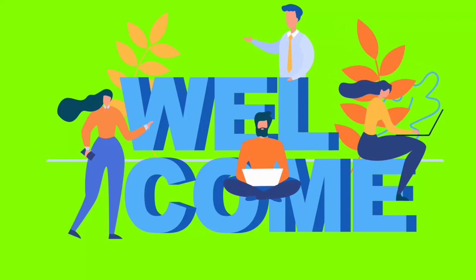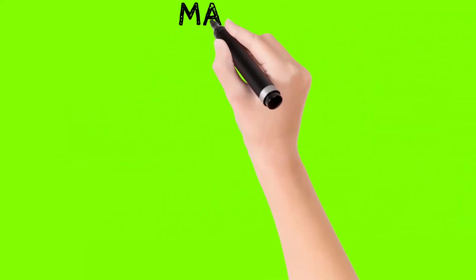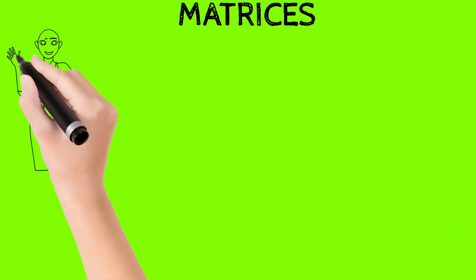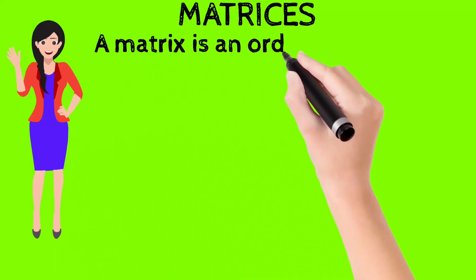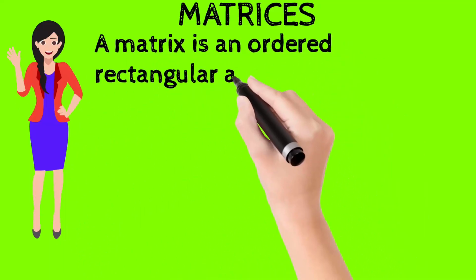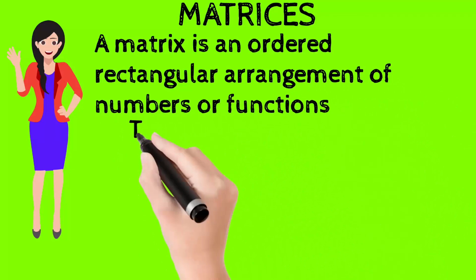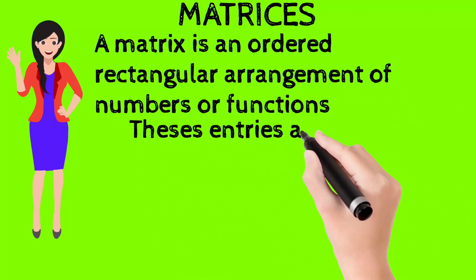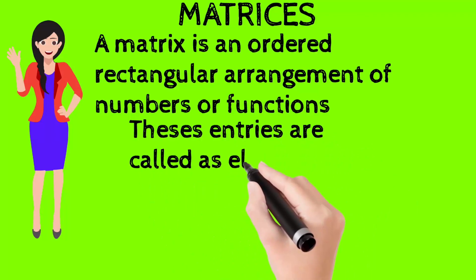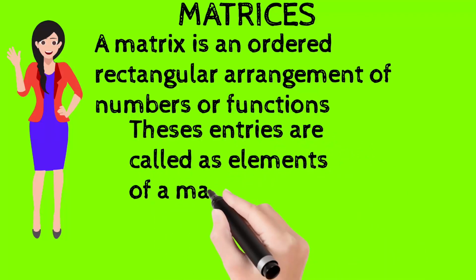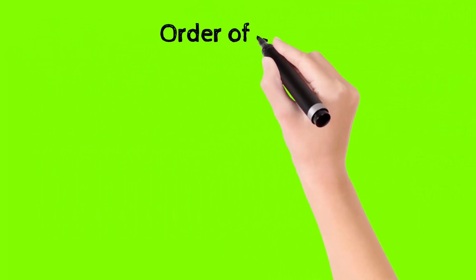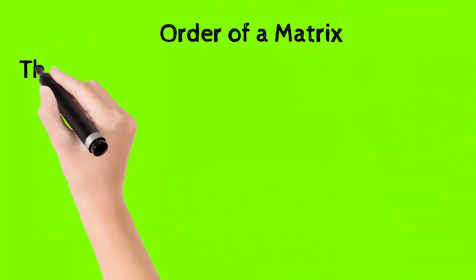Welcome everyone. So let us learn about matrices in this video. So a matrix is an ordered rectangular arrangement of numbers or functions. So these entries of functions or numbers are called elements of the matrix. So a matrix is defined by the order of the particular matrix.